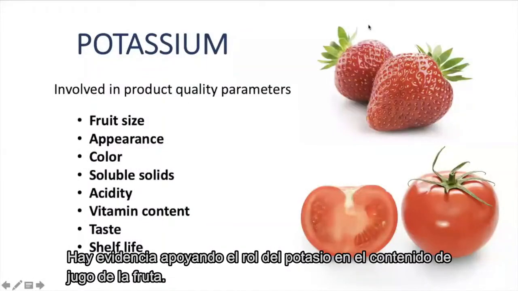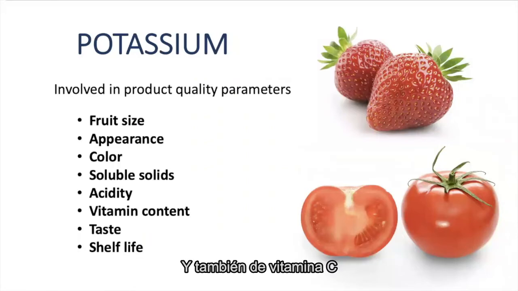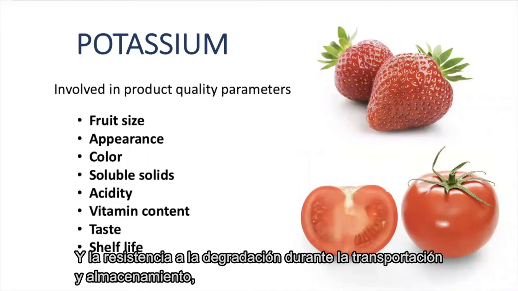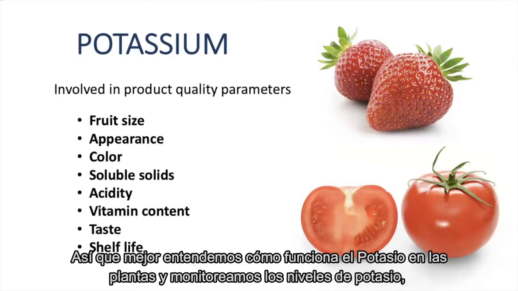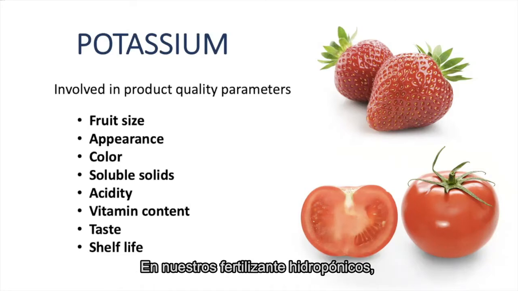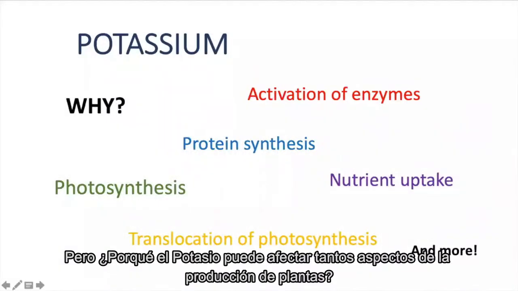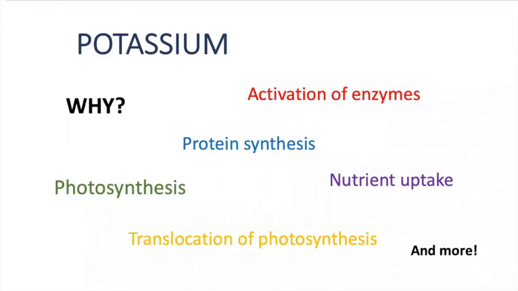There is evidence supporting the role of potassium in fruit juice content, also vitamin C, and the resistance to degradation during transport and storage. So we better understand how potassium acts in plants and take action in monitoring potassium levels in our hydroponic fertilizers. But why can potassium affect so many aspects in plant production?